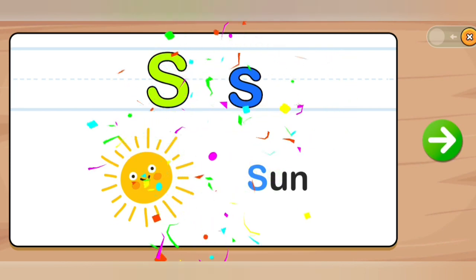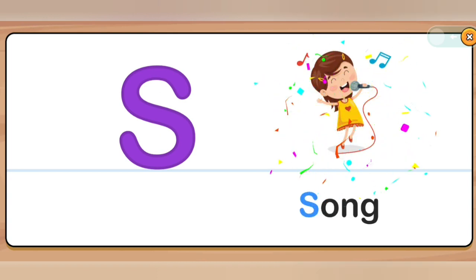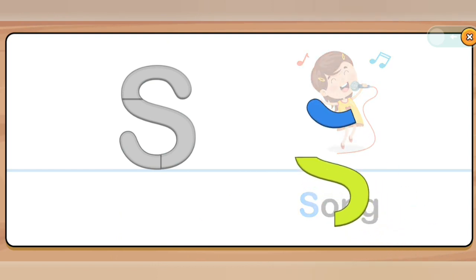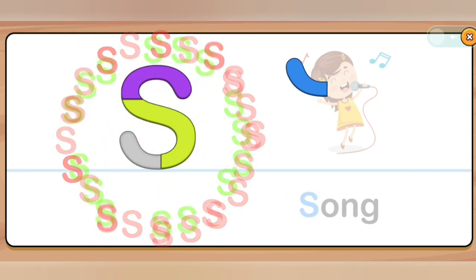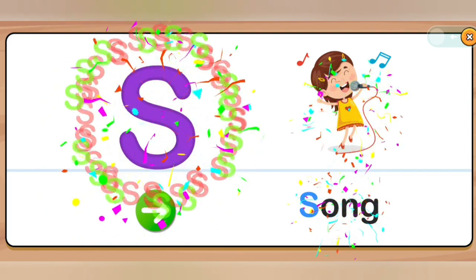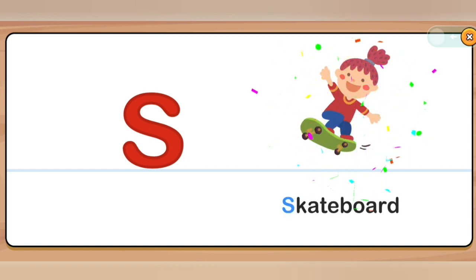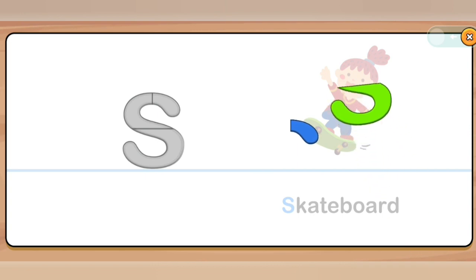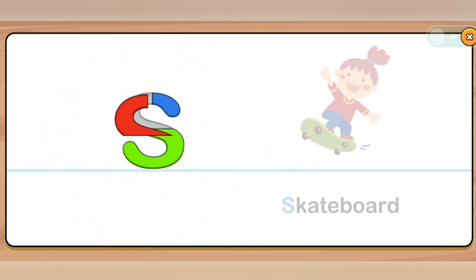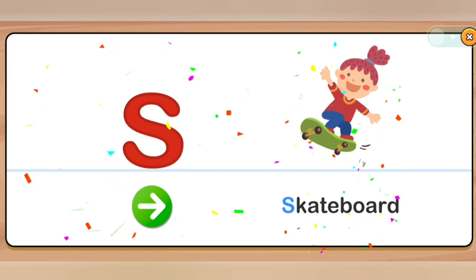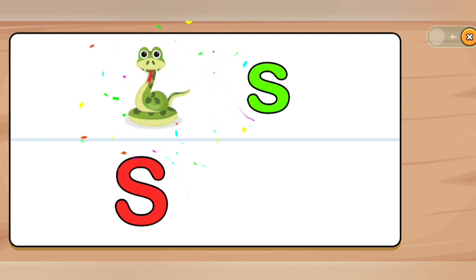Great. S is for... Good one. Good job. S. S is for skateboard. Smart. Well done. Good one. S. S is for snake. And for sheep.